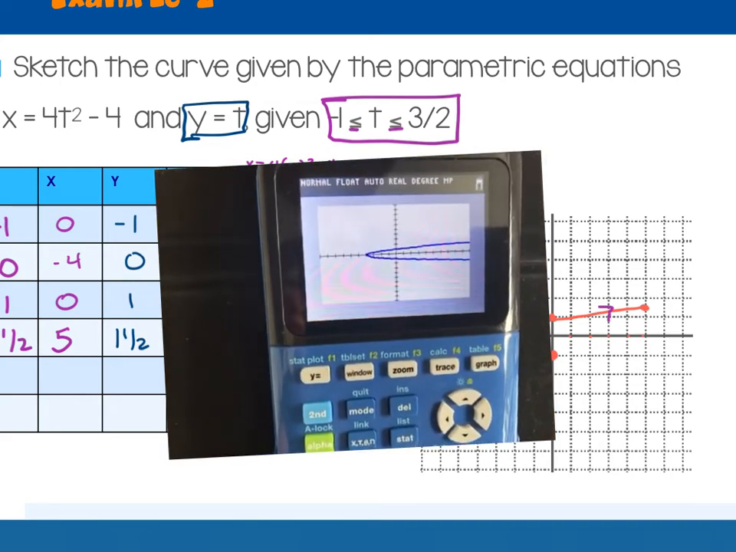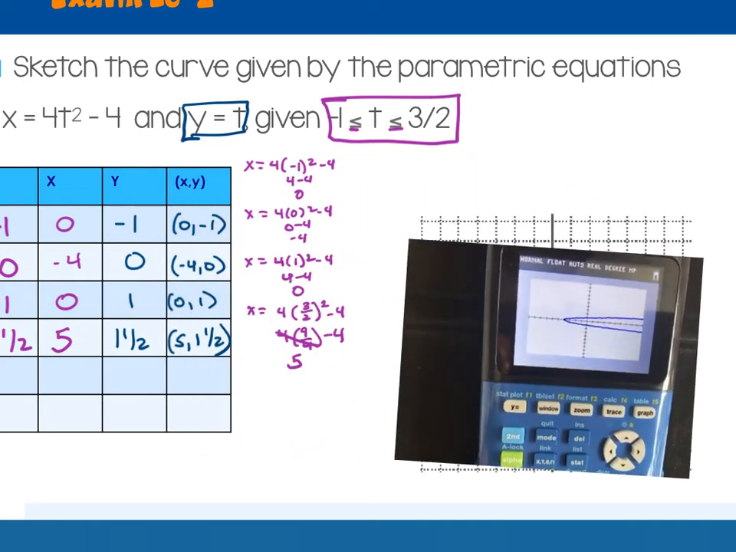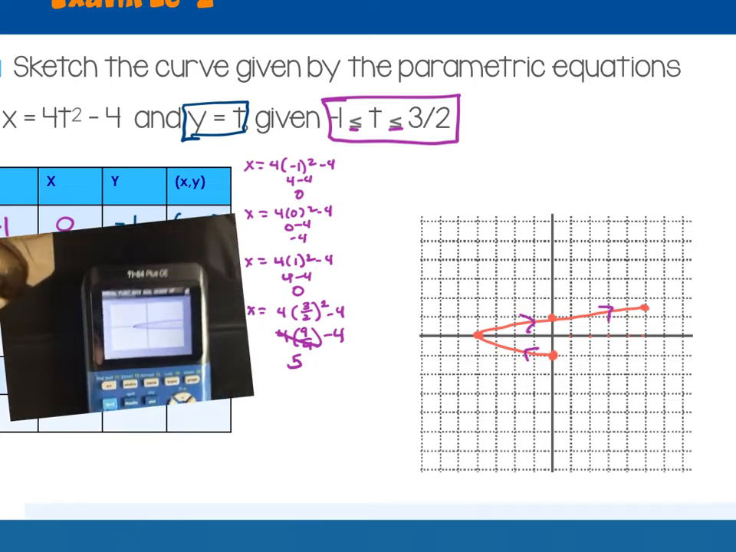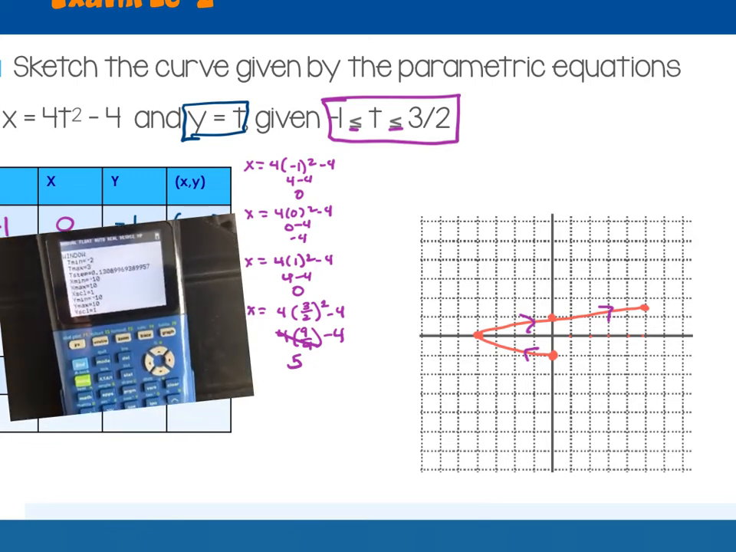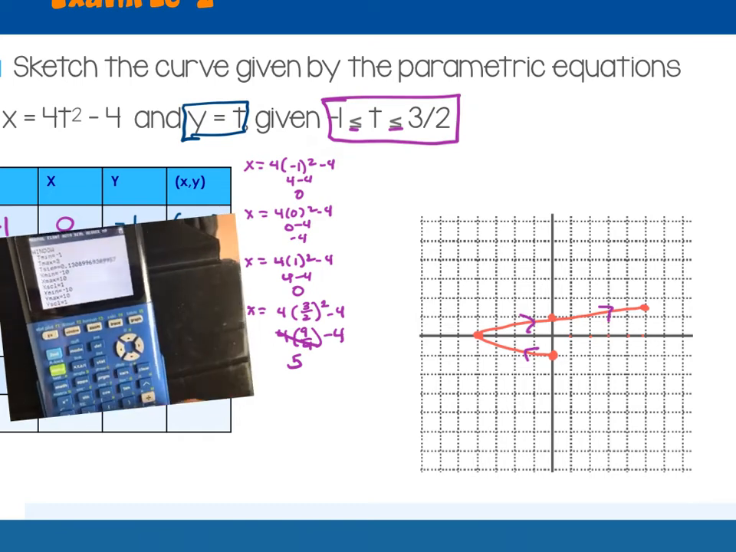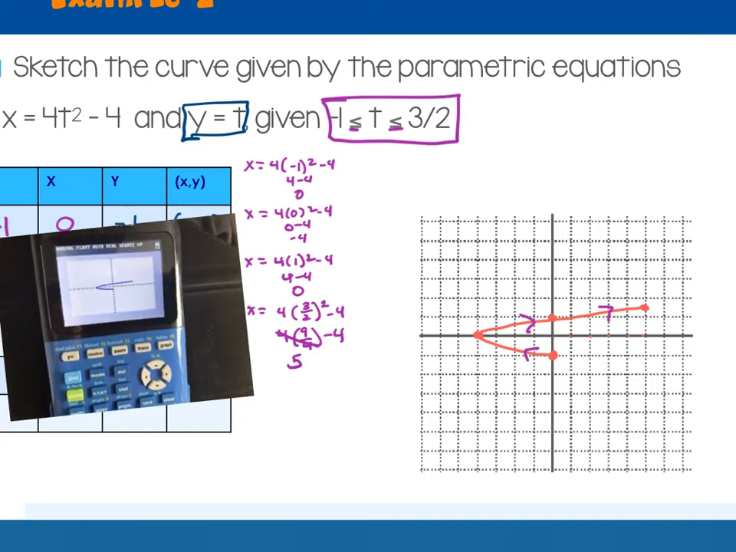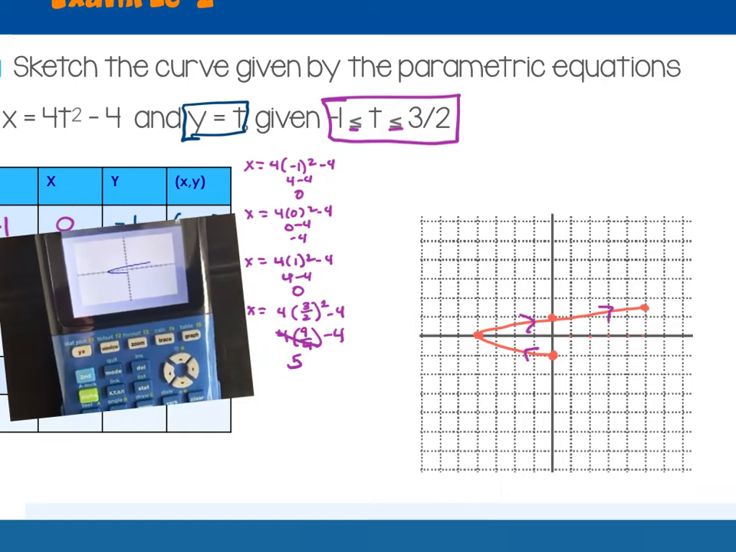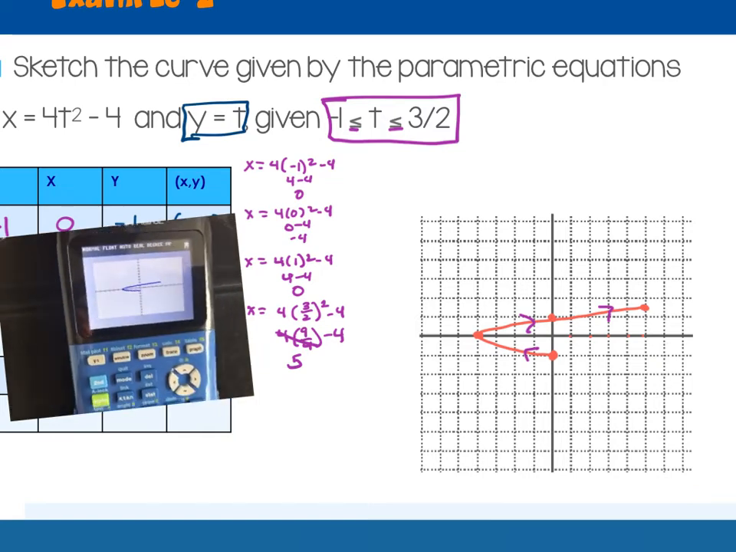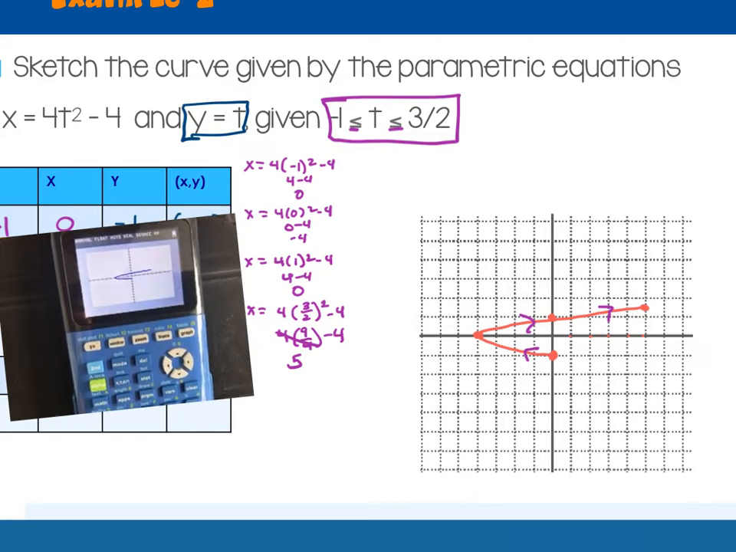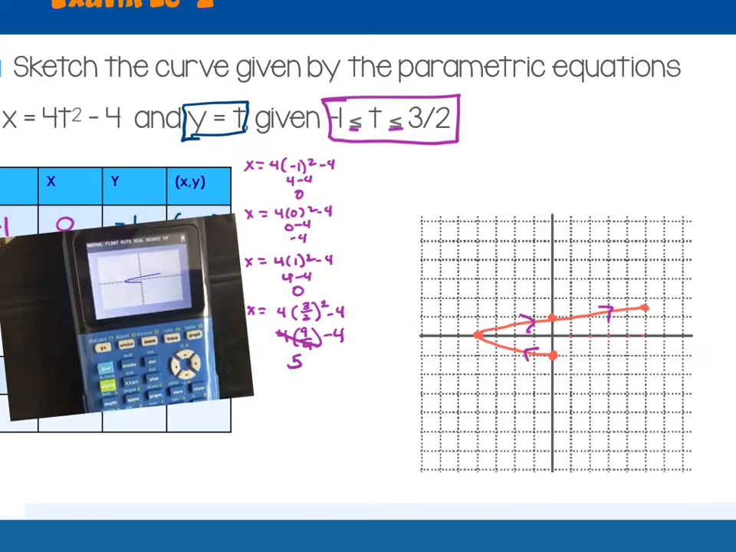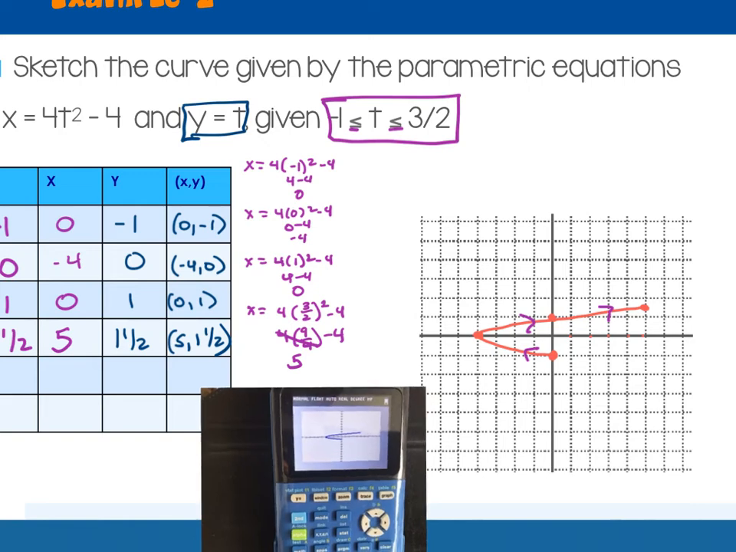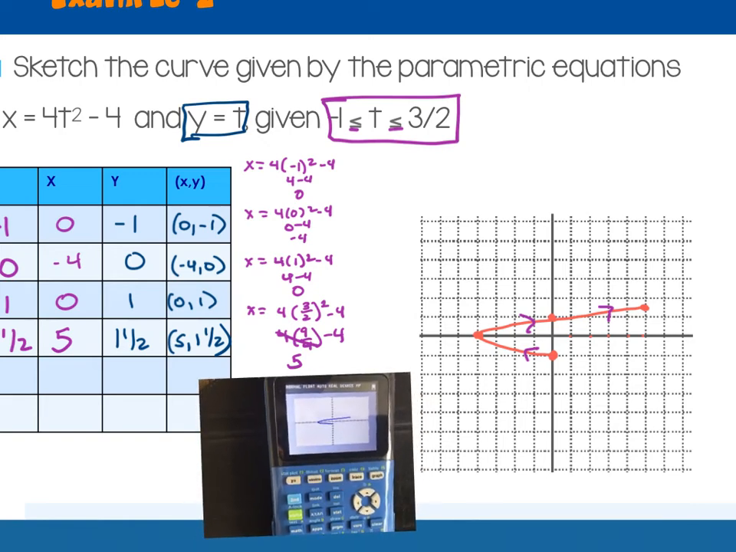And again, it doesn't match exactly because I need to set up my window. So I'm going to do window from -1 to 3/2. Then I'm going to graph it. And it matches my curve. Again, the arrows aren't there, but it will match your curve. Isn't 0 squared? No, 0 squared is 0. So again, you can use a graphing calculator to check these.